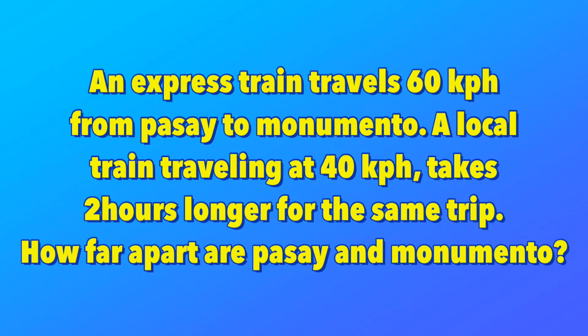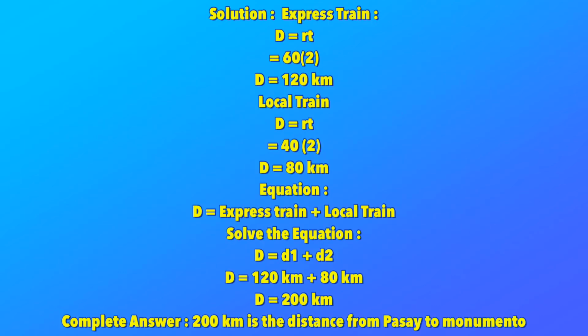So our solution: for the express train, we will use the formula distance equals RT. Then for the local train, also distance equals RT. The rate of the express train is 60 and the time covered is 2 hours. So the distance of the express train is 120 kilometers. For the local train, the rate is 40 times 2, so the distance covered is 80 kilometers.